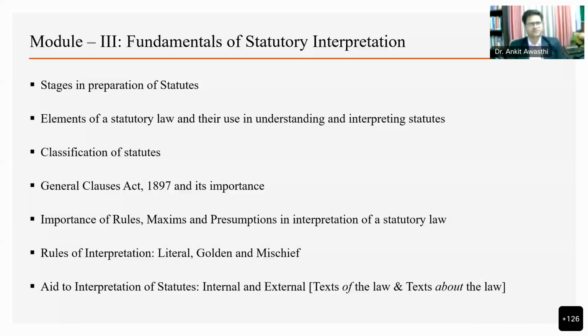Then we have to shift towards different rules of interpretation, maxims and presumptions in the interpretation of statutory law. Primarily we have to discuss the liberal rule, literal rule, golden rule, mischief rule, and then we have to shift focus towards the aids to interpretation of statutes, which are primarily internal and external, which I have mentioned here also, and which are known as text of the law and text about the law. Text of the law means the statute or the codification, and text about the law means the elements that are there. So in that way, we have to deal with the interpretation of statutes.